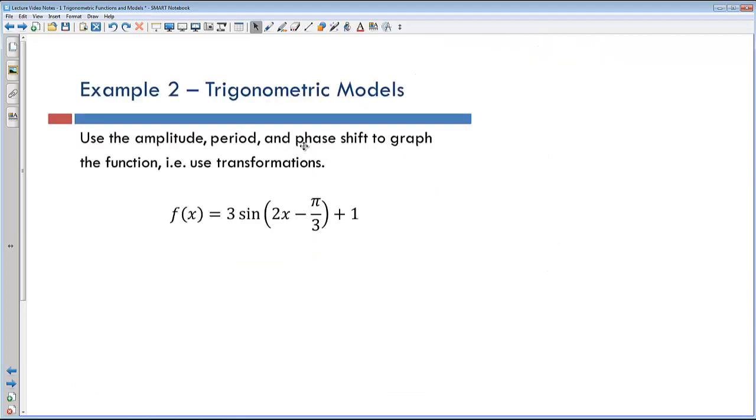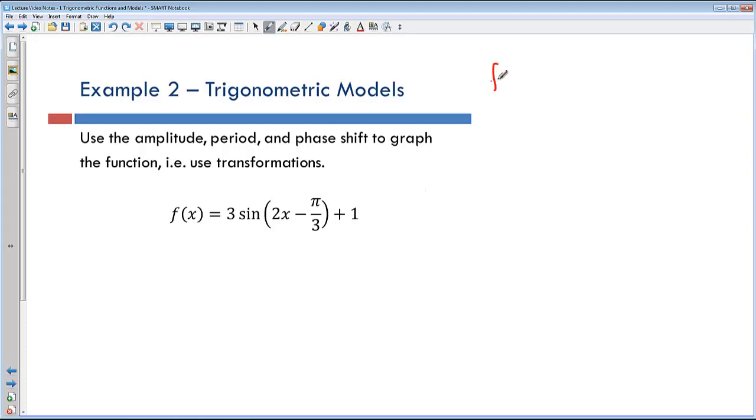All right, so over here, let's do an example. In this example, we want to use the amplitude, period, and phase shift to graph the function. Basically, that is to say, we're going to use transformations. So you'll be given these formulas. You don't need to memorize them if you don't want to. Let's move this up so I have more room.